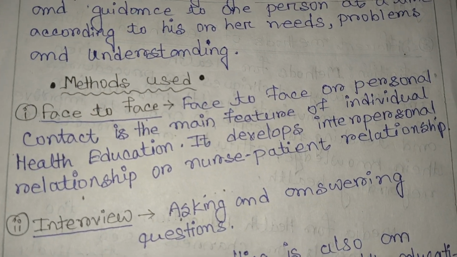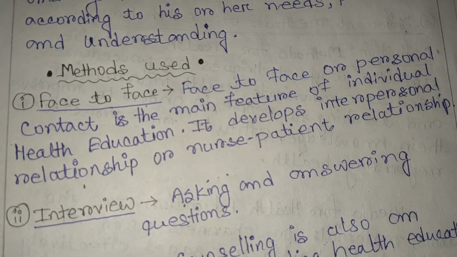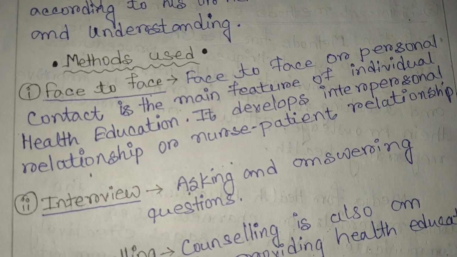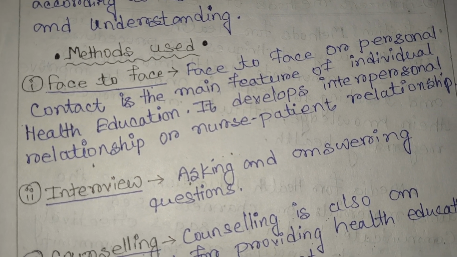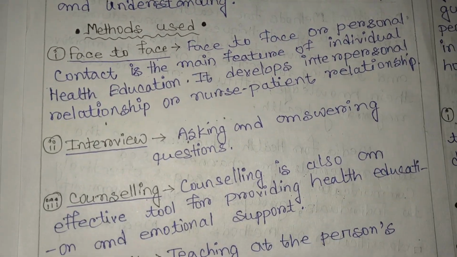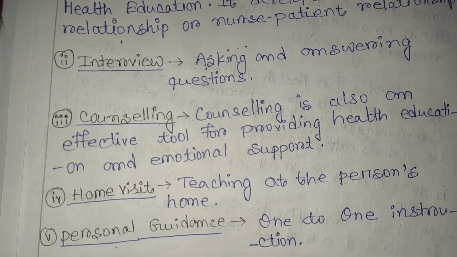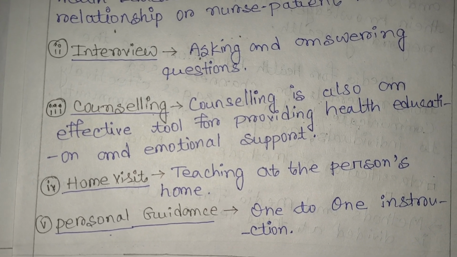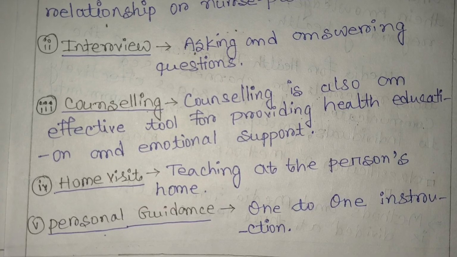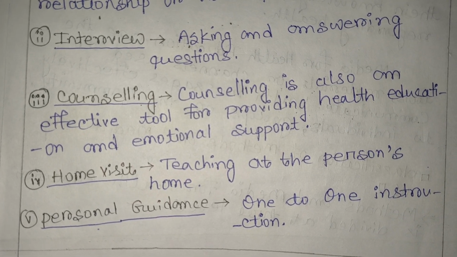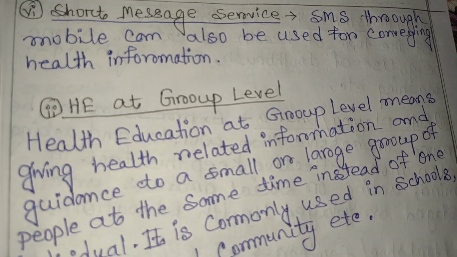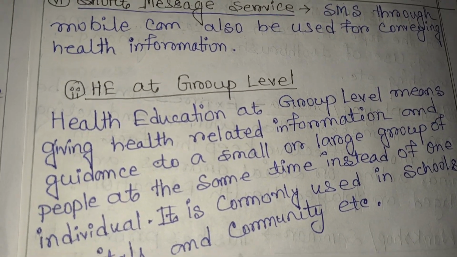Methods used. Face to face or personal contact is the main feature of individual health education. It develops interpersonal relationships or nurse patient relationship. Interview. Asking and answering questions. Counseling is also an effective tool for providing health education and emotional support. Home visit. Teaching at person's home. Personal guidance. One-to-one instruction. Next, short message service. SMS through mobile can also be used for conveying health information.